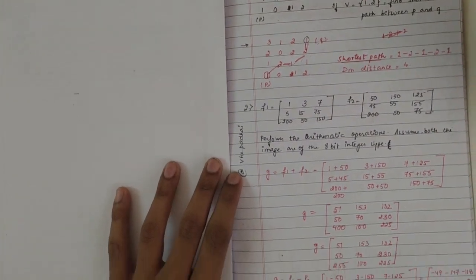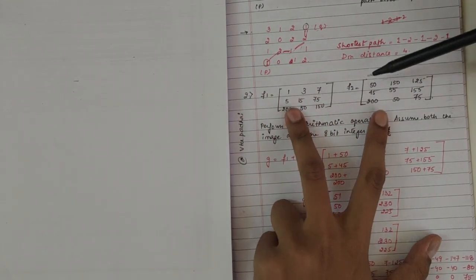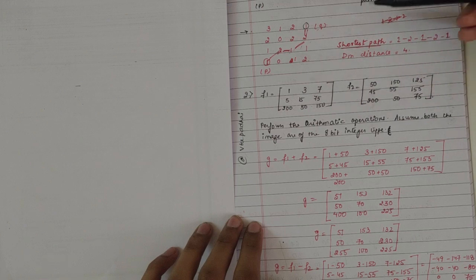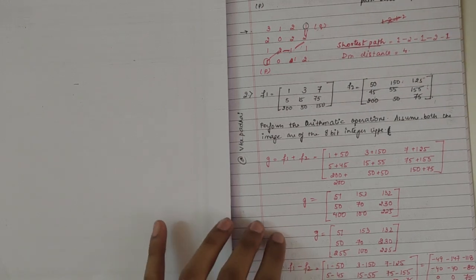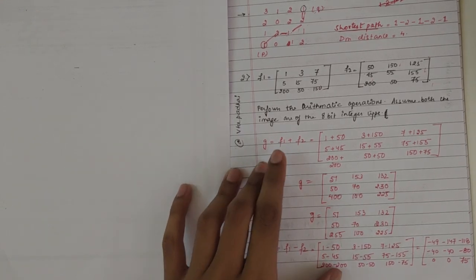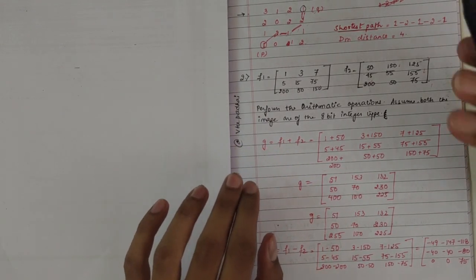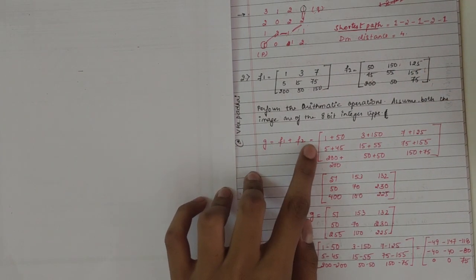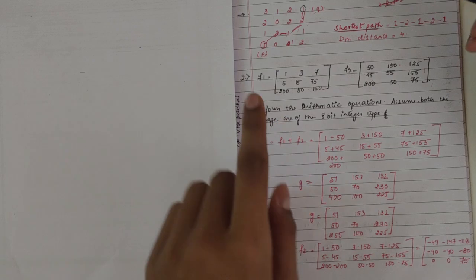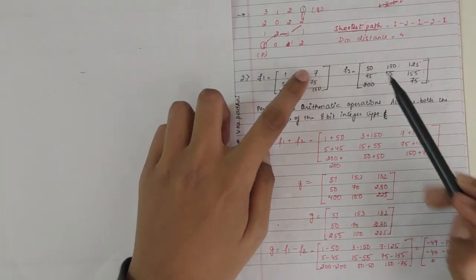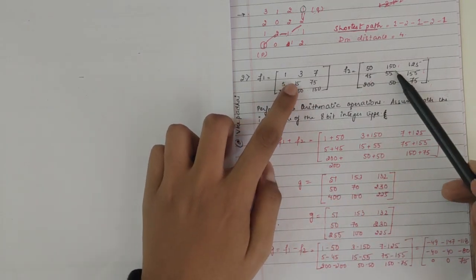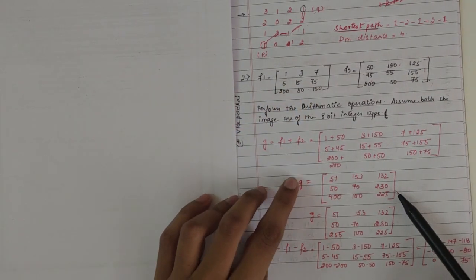Okay, next question we have is F1 and F2, two image grids are given: 1, 3, 7, 5, 50, 75, 250, 150, then 50, 150, 125, 45, 55, 155, 250, 75. What we have to do is perform all the arithmetic operations. What is the formula? G equal to F1 plus F2. This is my input pixel and G will be my output pixel. So let's start adding: 1 plus 50, 3 plus 150, 7 plus 125. Similarly, keep on adding 5 plus 45, 15 plus 55, 75 plus 155. You get this as the answer.